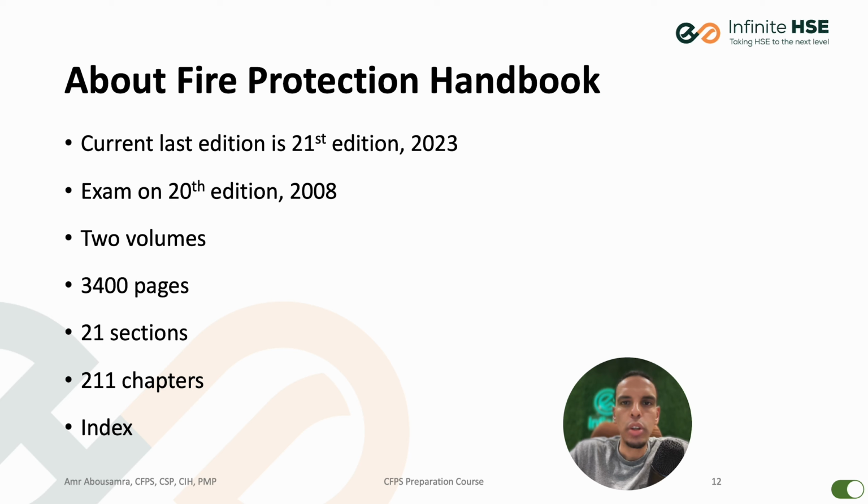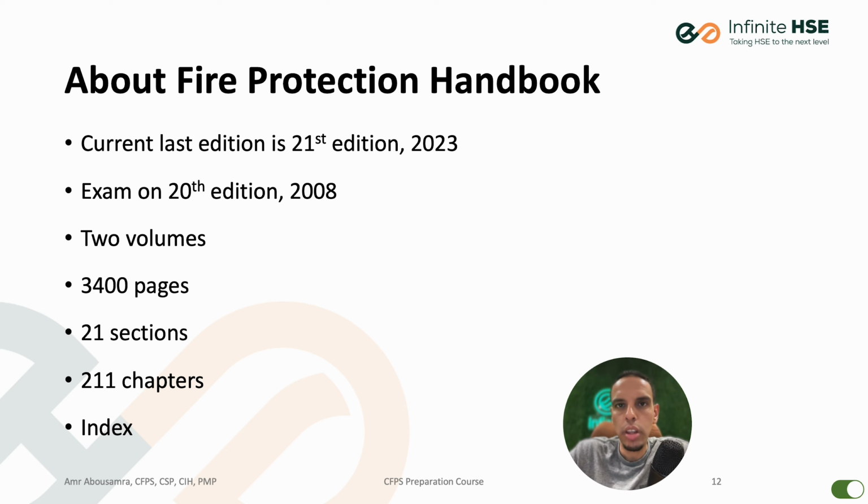What about the Fire Protection Handbook? Currently, the latest edition of the Fire Protection Handbook is the 21st edition. It's the 2023 edition, and the exam up to now is on the 20th edition, which was released in 2008. It's 2 volumes, contains about 3,400 pages, contains 21 sections and 211 chapters, and contains an index.